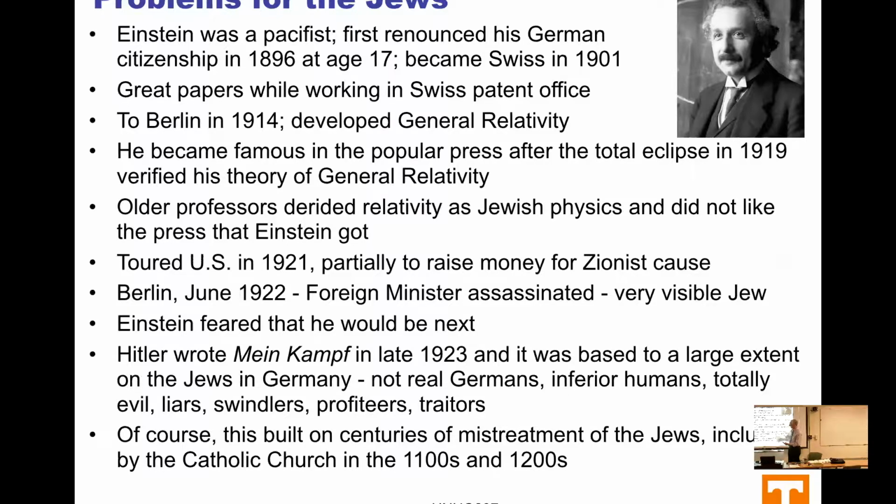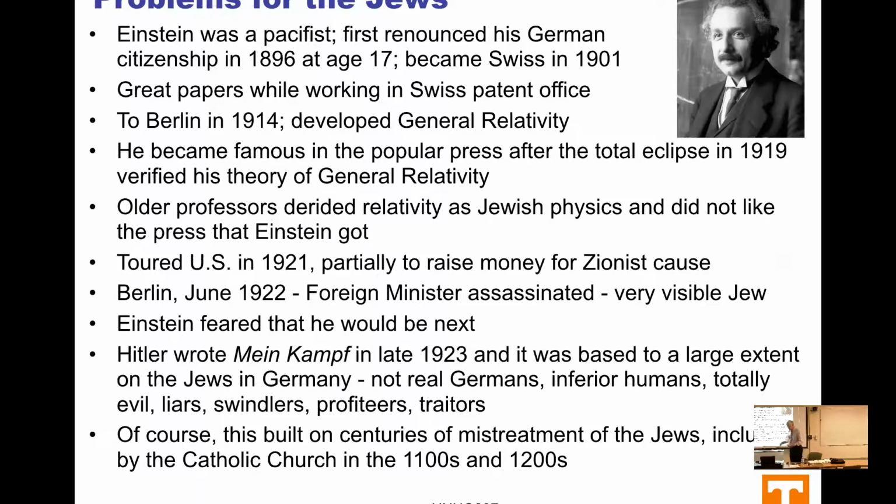This is expanded on it, and maybe I've said most of this already. The older German professors derided relativity as not really real. It was just some of this Jewish physics that was being propagated.